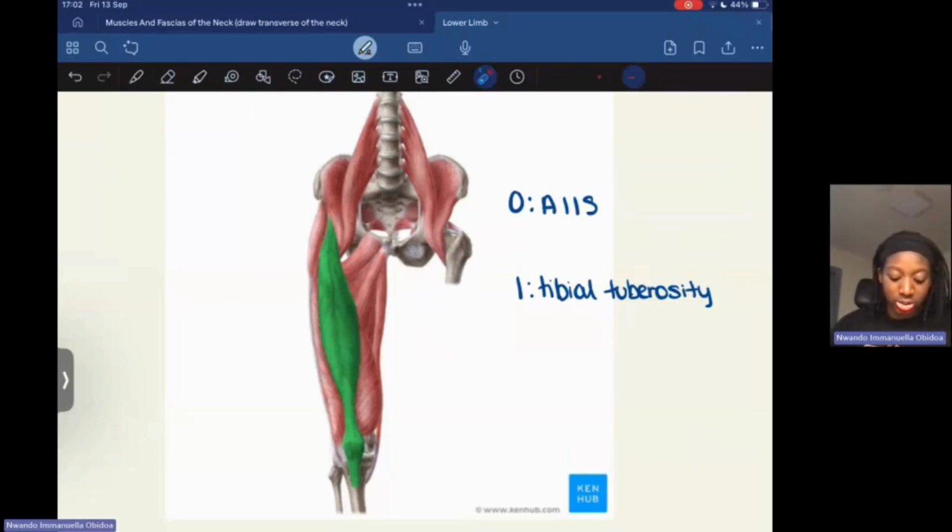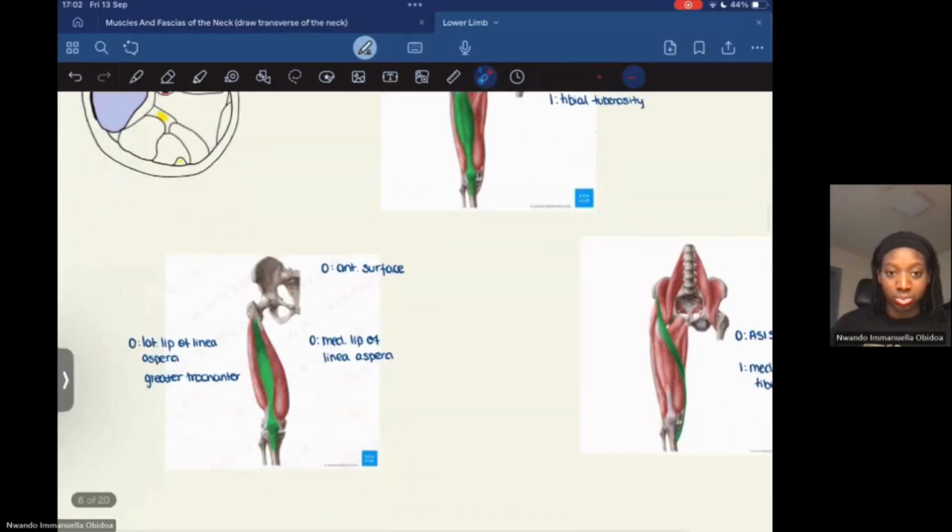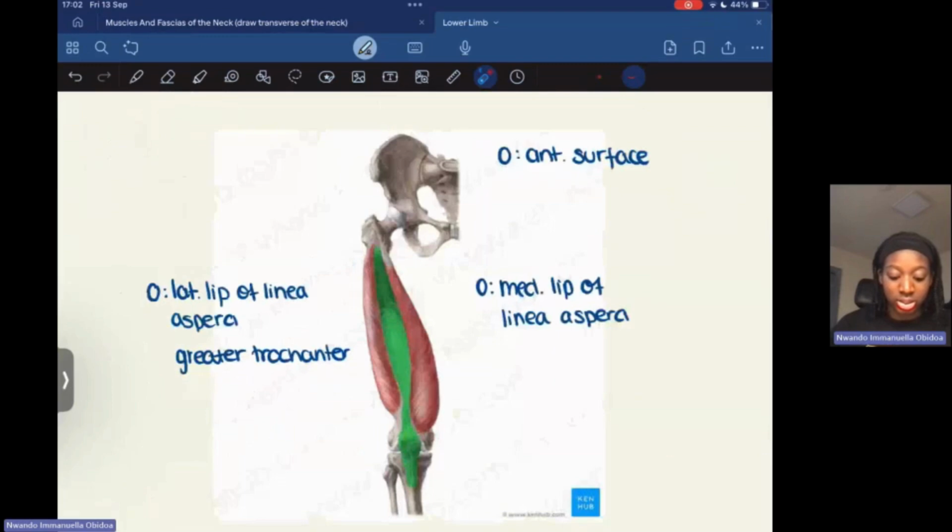But here you can see that the tendon passes over the patella. So this tendon continues as the patellar ligament, which inserts on the tibial tuberosity. Over here we have the vastus lateralis, which originates from the lateral lip of the linea aspera and inserts also in the tibial tuberosity.